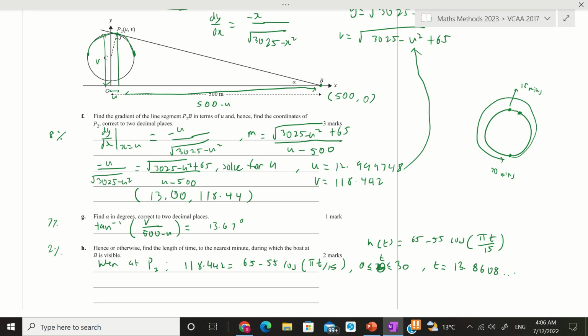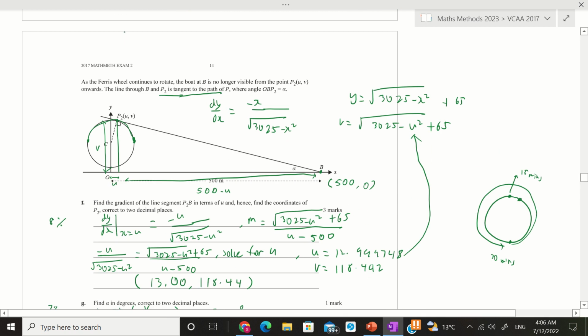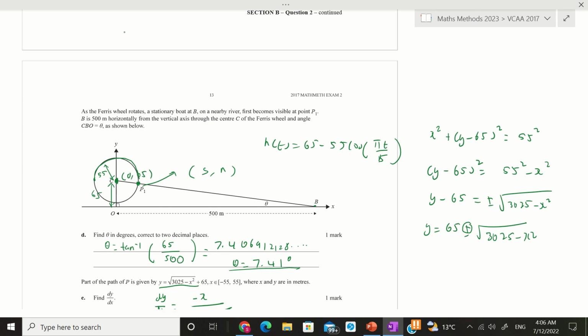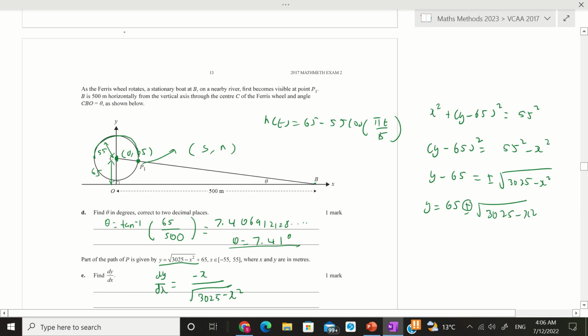Now we need to find the time when we got to P1, right? But it's a bit harder for us to find the time when we got to P1 because we don't know what the height was at P1. So there's nothing for us to solve. In order to do this, we need to be a bit clever with it. We need to use some sort of geometry. There are a couple ways to do it, but I believe the most intuitive way is to use a bit of geometry in order to solve for the height of P1.